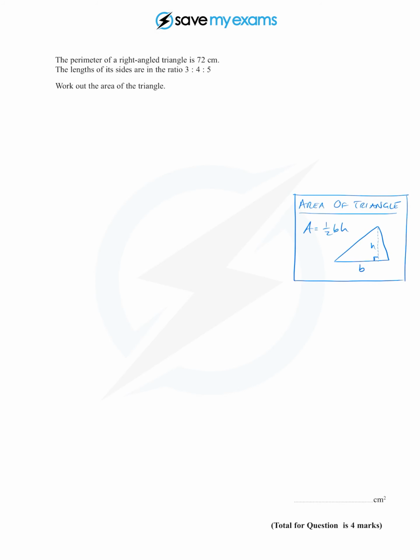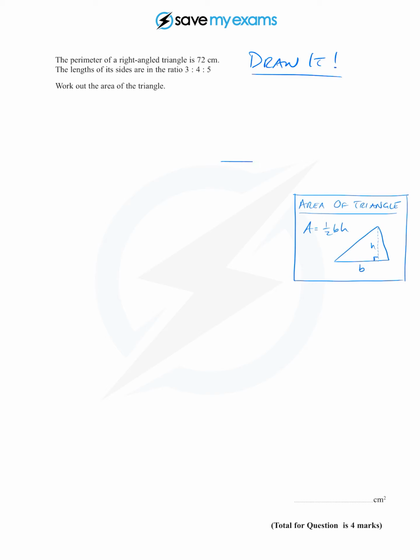So we're told about a right-angled triangle and the perimeter is 72 centimeters. We're given the ratio of the lengths of its sides and we're asked to work out the area of the triangle. Well, you'll notice there's something missing. We don't have a diagram. So I would suggest we draw it.